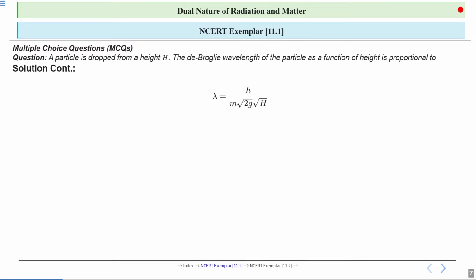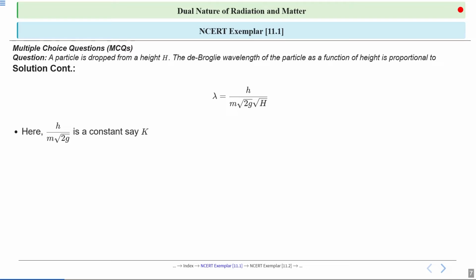So let's see the formula for the de Broglie wavelength in this situation. That is lambda equal to h upon m root 2g multiplied by root h. Here lambda is the de Broglie wavelength in meters and h is Planck's constant in joule seconds. m is the mass of the particle in kilograms and g is the acceleration due to gravity in meter per second square.